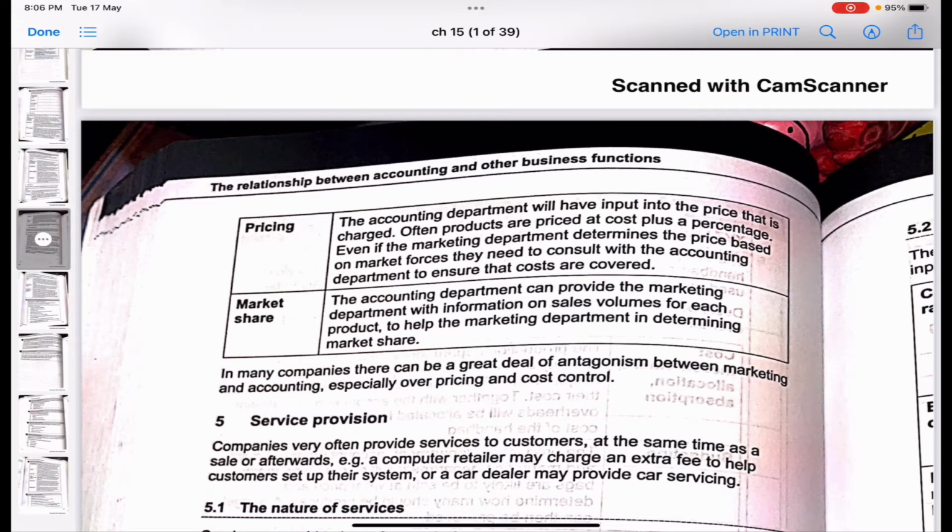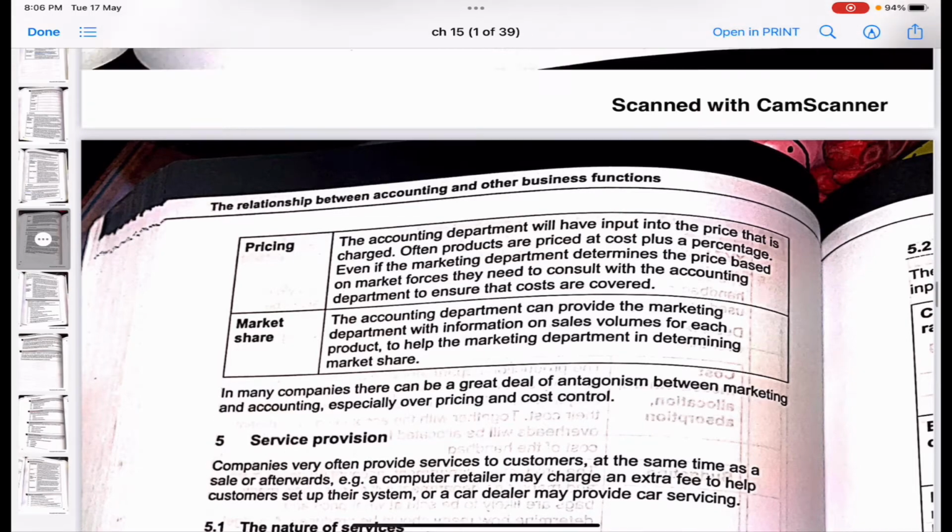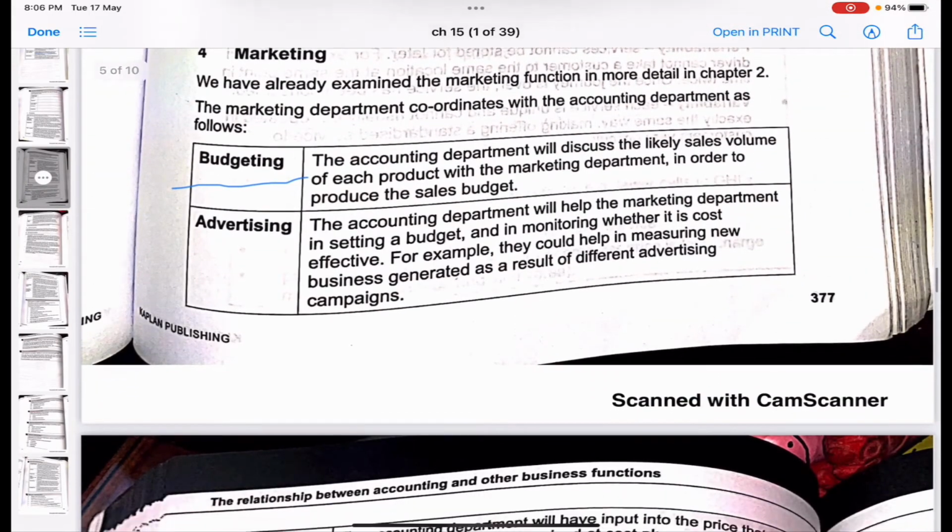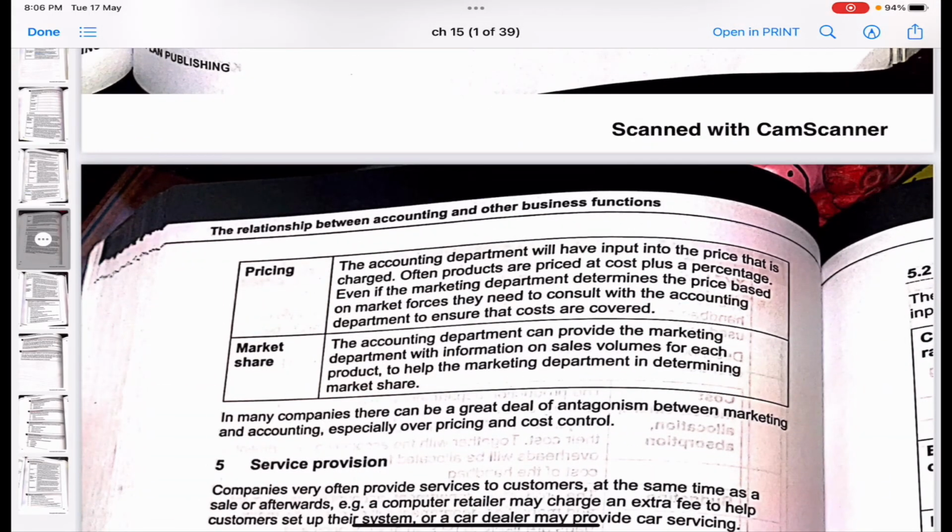And then we have the market share. The accounting department can provide the marketing department with information on sales volumes for each product to help the marketing department in determining each market share. In many companies there can be a great deal of antagonism between the marketing and the accounts department because of overpricing and cost control, so obviously there will be differences. So in marketing we saw budgeting, advertising, the pricing of the good, as well as the market share, which was how much sales volume there was for each product, etc.